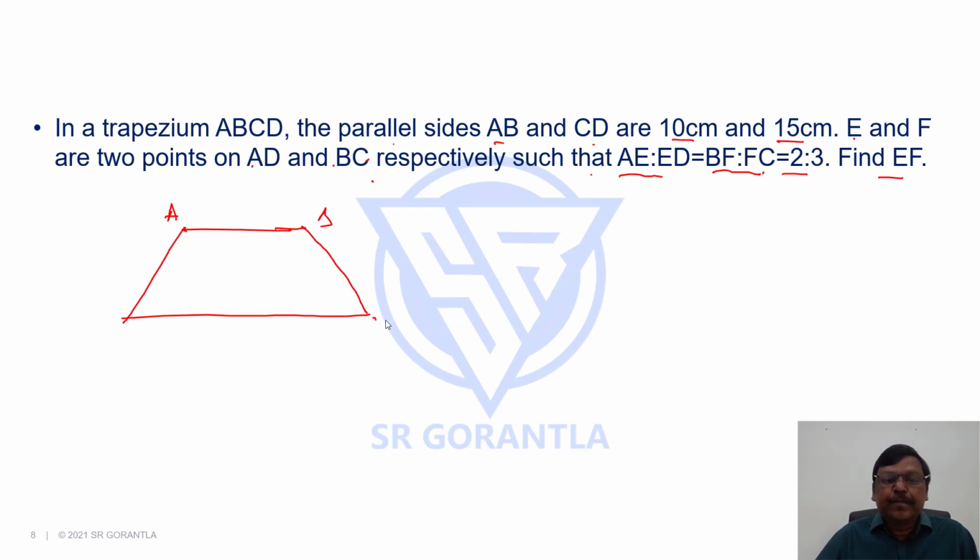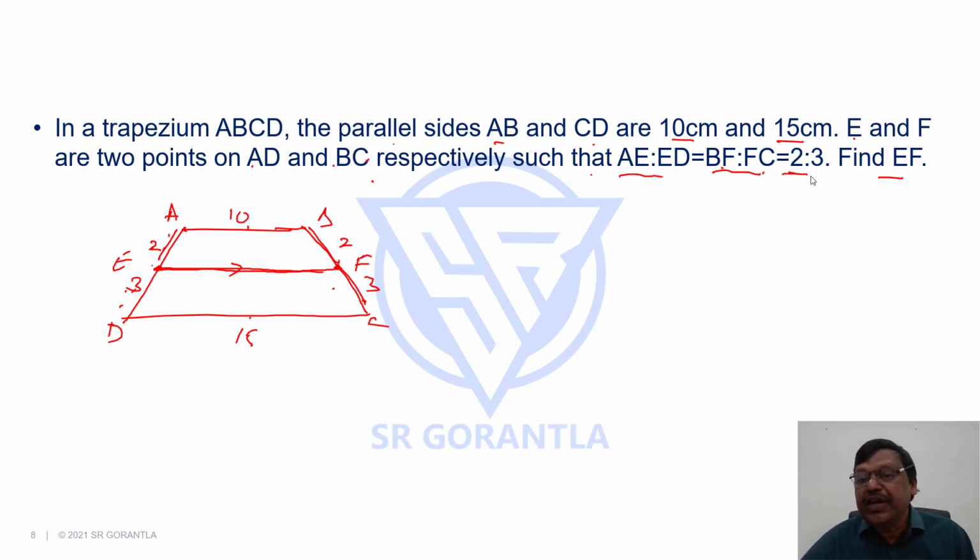In this ABCD, we know AB is 10 and CD is 15. E and F are 2 points on AD and BC respectively, such that now if I join this, AE is to ED is 2:3. BF is to FC is also 2:3. We are asked to find EF. And because this ratio is the same, we can say that this is parallel to the other two sides. Because the ratio here is 2:3, the ratio here also is 2:3. The ratios can be equal only if this is parallel to the other two sides.